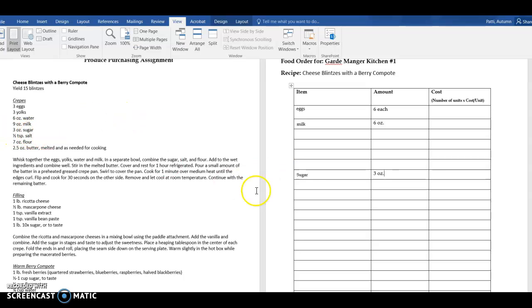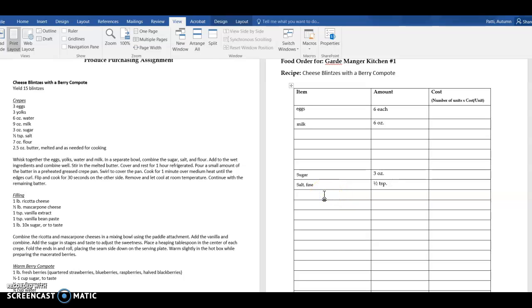Next ingredient is salt. It does not list the type of salt, but I'm going to go ahead and specify fine salt because I know for a baking formula, such as this crepe batter, I'm going to use fine salt. I'm looking for half a teaspoon. I'm going to include that exact amount for now.